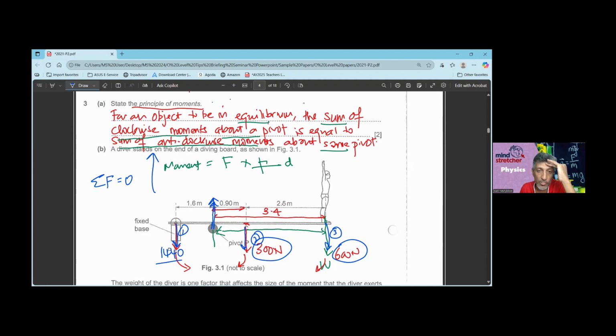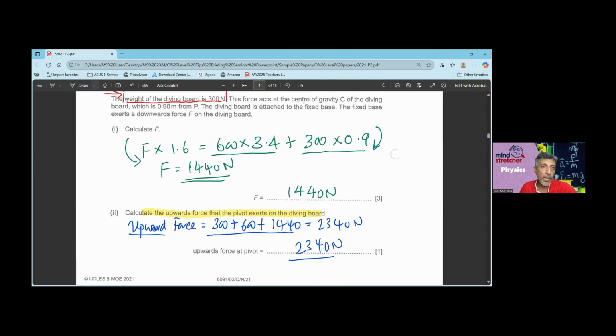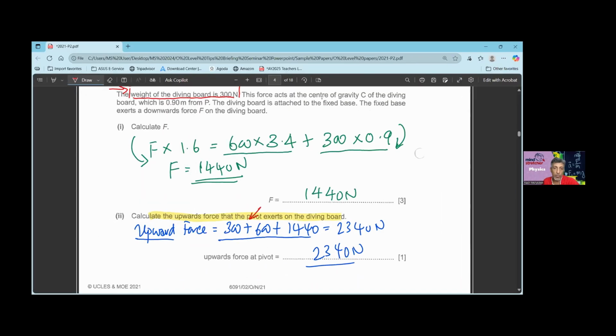Now, if all these forces are acting down, then the force acting up at the pivot must be equal to all the forces acting down for the beam to be in equilibrium, because the beam is not moving up or moving down. So the force upward must be equal to the force downwards. That's why I added up. These are the downward forces.